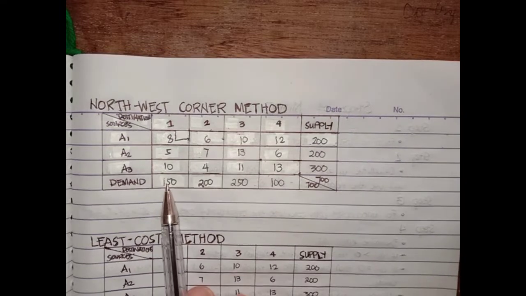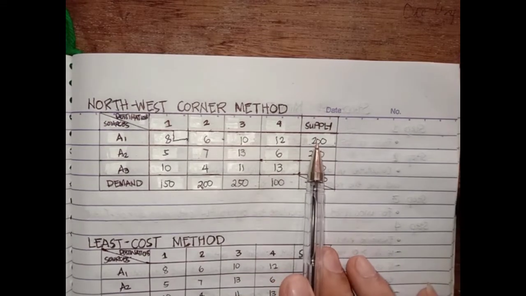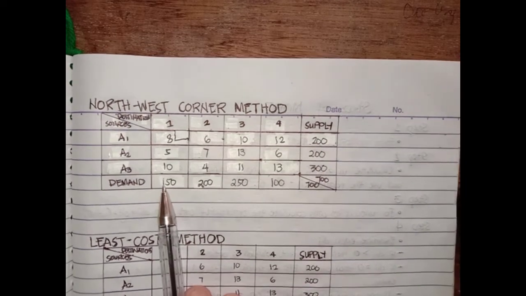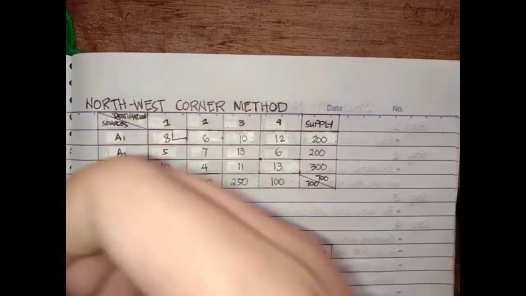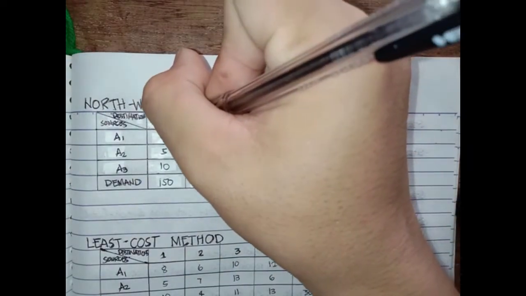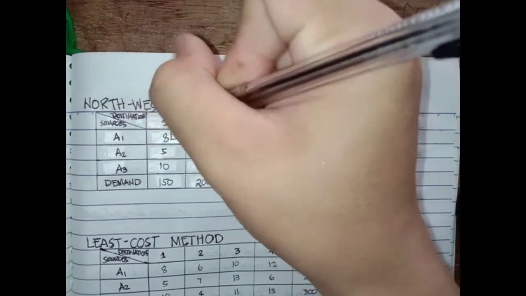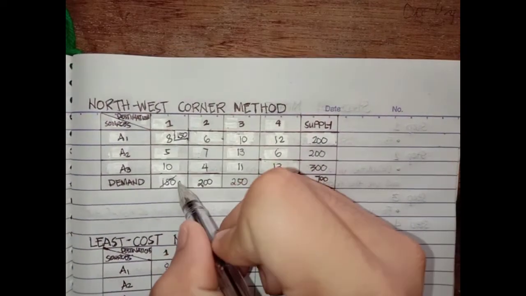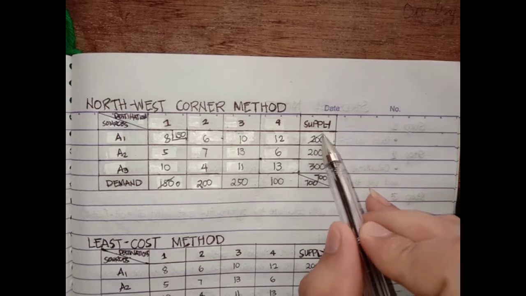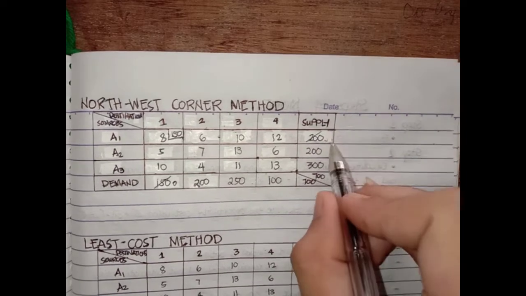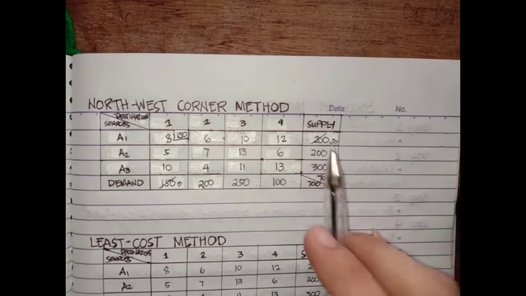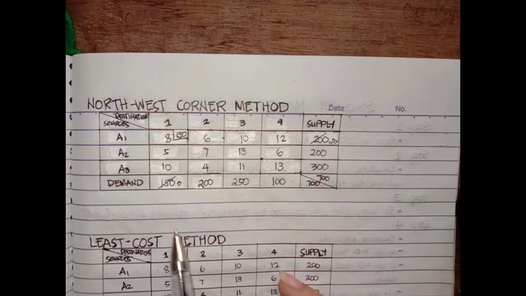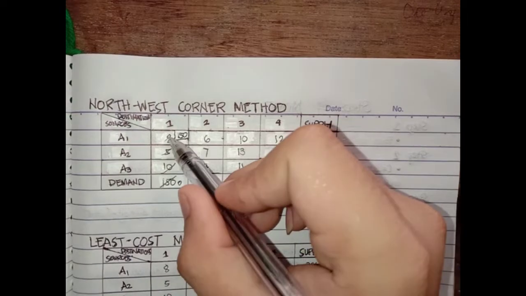Since we have 150 as the demand and the supply is 200, we will find the lowest value. So we have here 150 to be allocated in this cell. 150 minus 150 is equal to 0, and 200 minus 150 is equal to 50. Since it is already 0, this column will not be allocated anymore, so we will cancel these values.